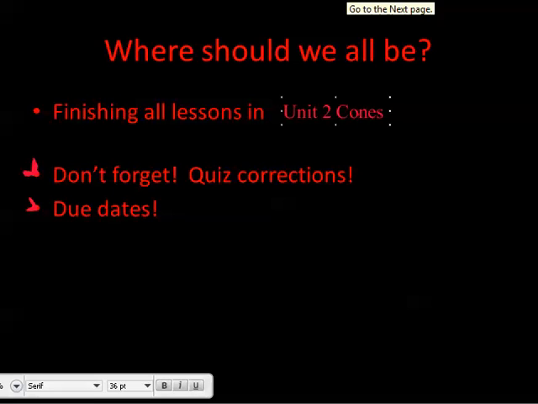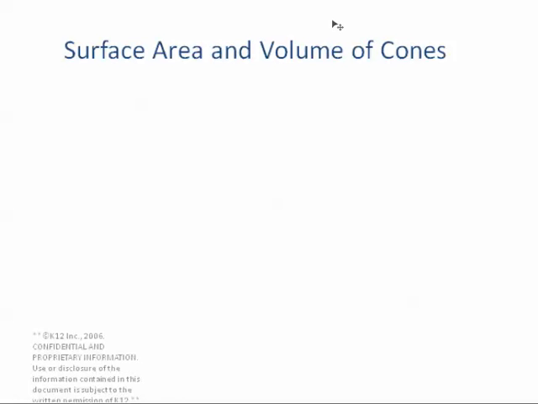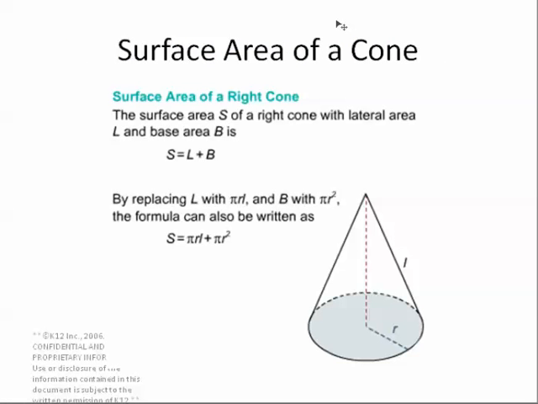So, surface area and volume of cones. I like the volume of cones. They hold more ice cream. So, what is a cone? A cone is just like a pyramid. Where a pyramid came to a point, so does a cone. It has a base. The base on a cone is a circle. So you're looking at a circle with a point at the top. That's the type of shape you're looking at.